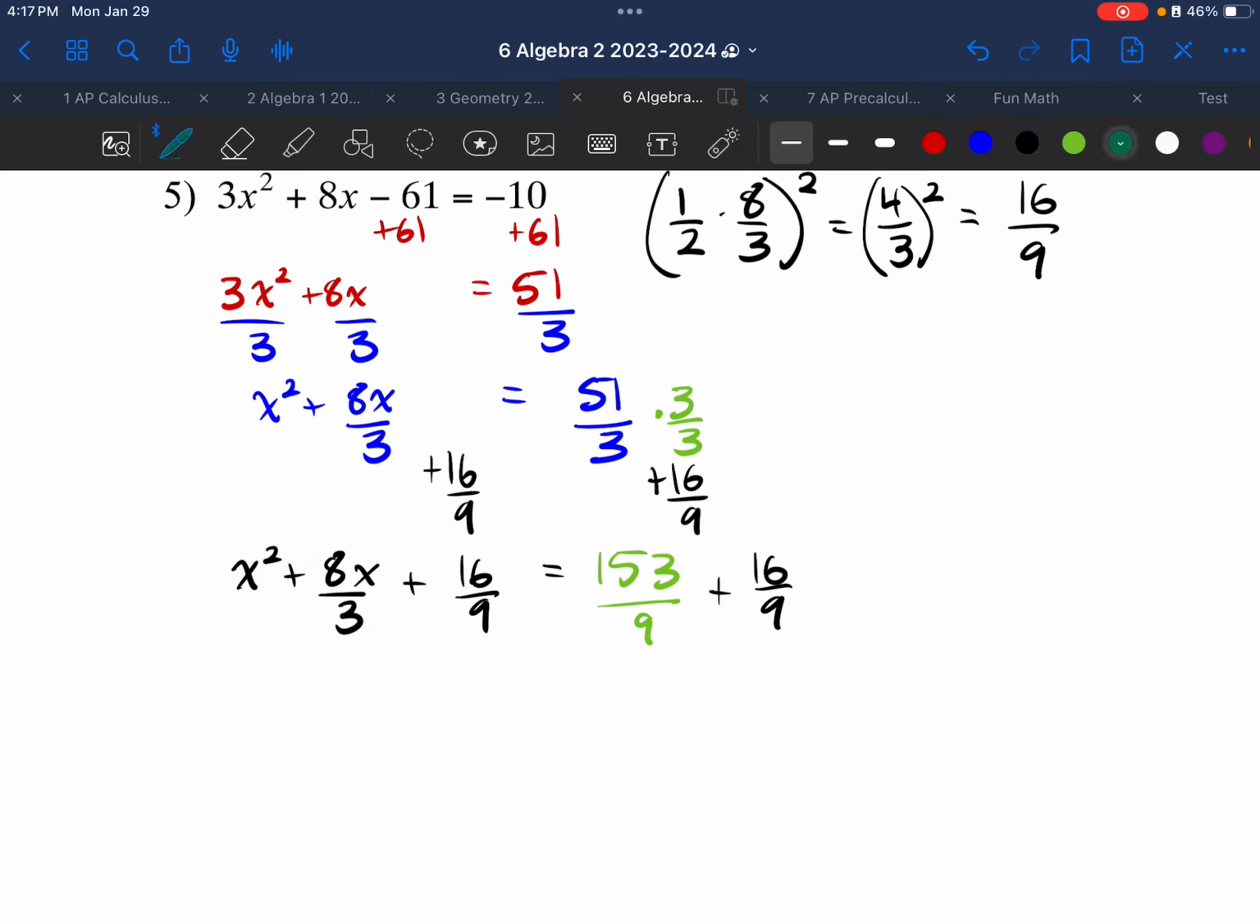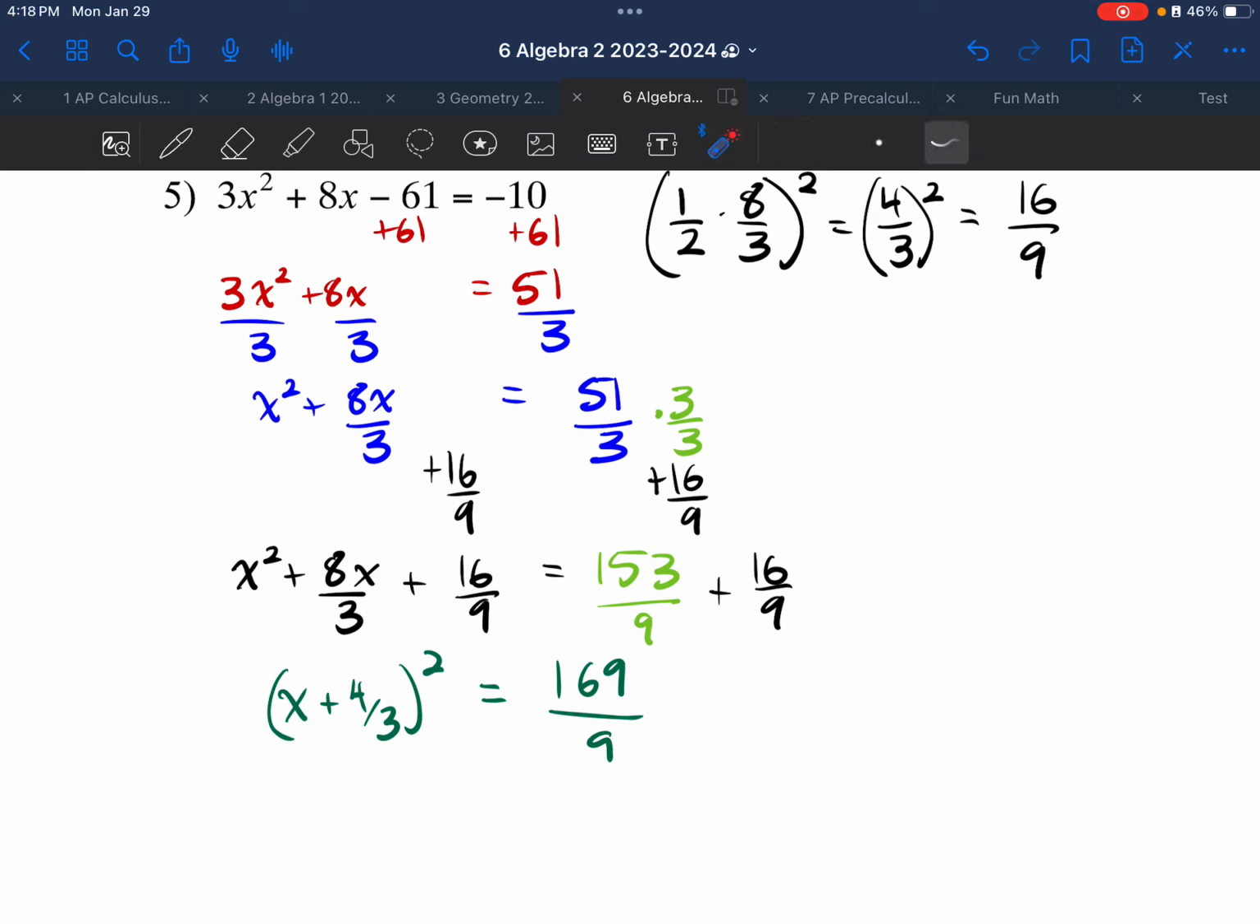We might as well write it in the perfect square form, so it's going to be x something squared, and that something is half that middle term. We already said that half of 8/3 is 4/3. We found that up here, right? So I'm going to bring the 4/3 down here, a positive 4/3. I'm going to say plus 4/3, and then it's equal to, and I just add these up because I have like denominators. So 153 plus 16 is 169, so 169 all over 9.